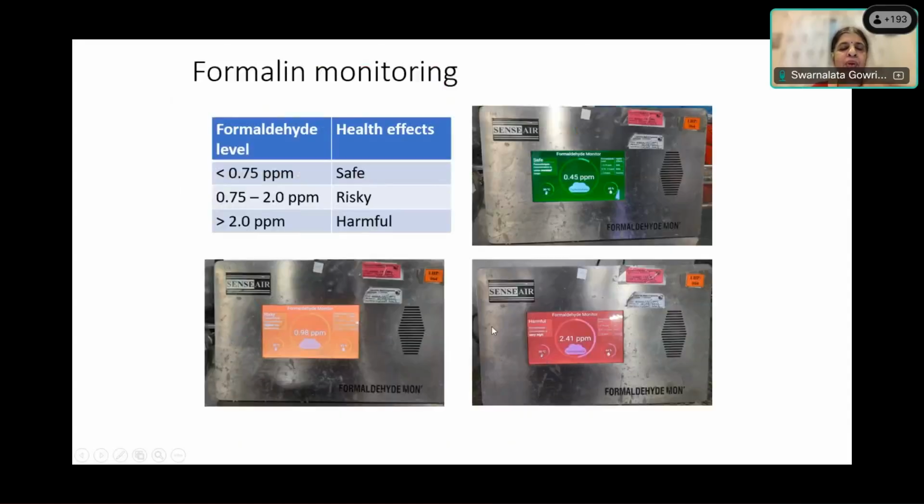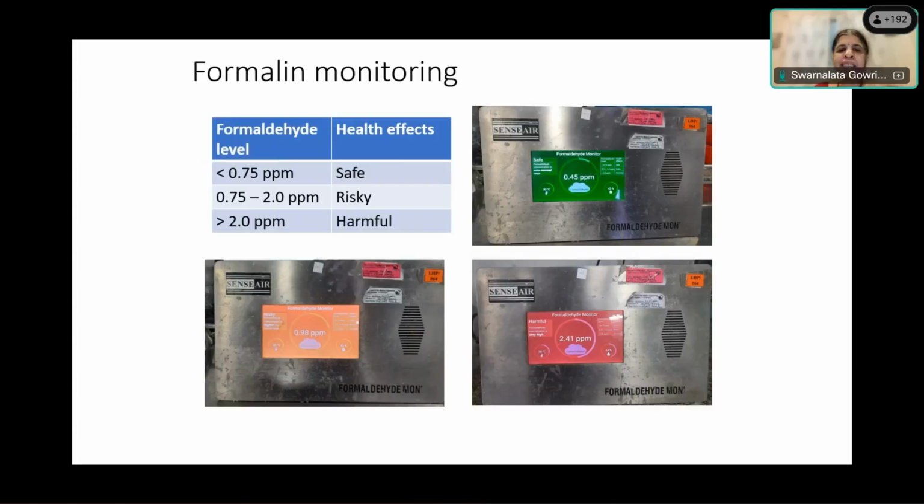And for formalin, you need to have formalin meters which will record the formalin in your atmosphere. It should be less than 0.75. These meters are easily available, not too expensive, and we must have them installed, especially in our grossing area, so that we and all our residents and technicians are not exposed to this formalin. And we cut them not more than 5 millimeters.